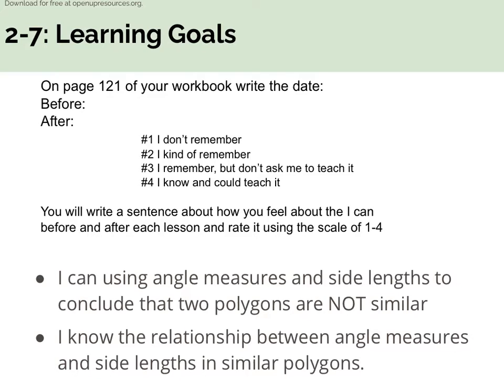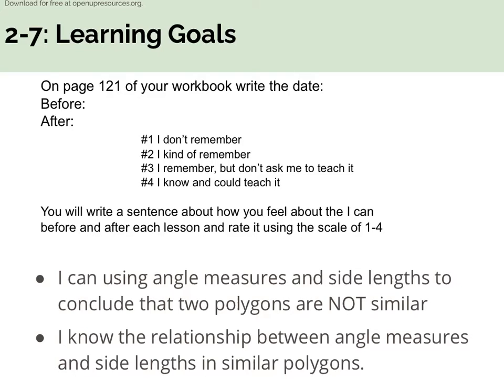Let's go ahead and turn to page 121. You're going to give yourself a sentence about the I can statements. I can use angle measures and side lengths to conclude that two polygons are not similar. And I know the relationship between angle measures and side lengths in similar polygons. We're going to give yourself a sentence and also a number.